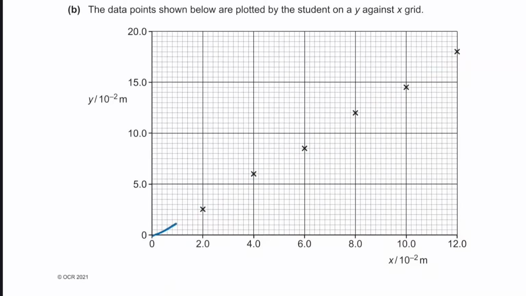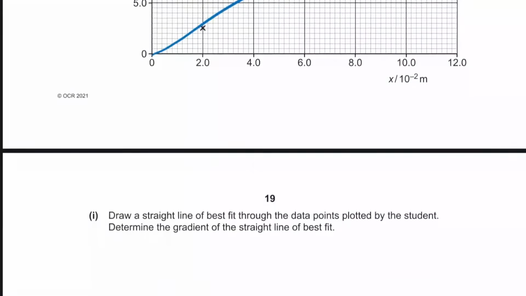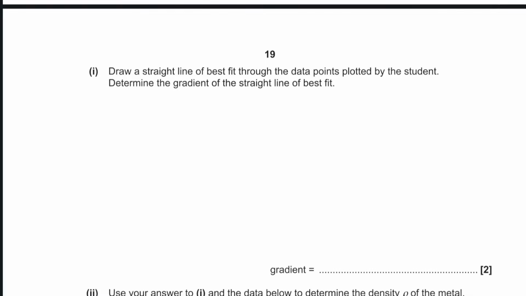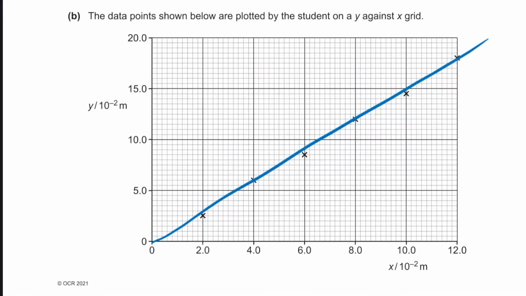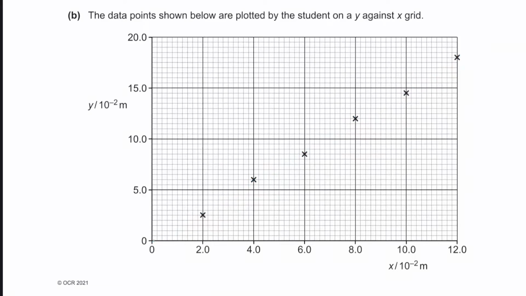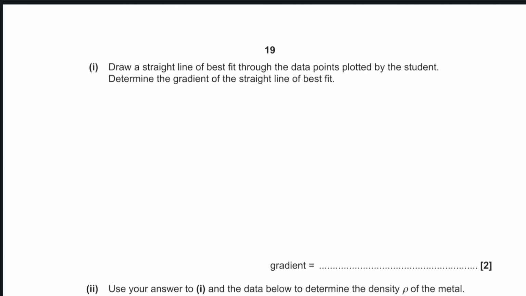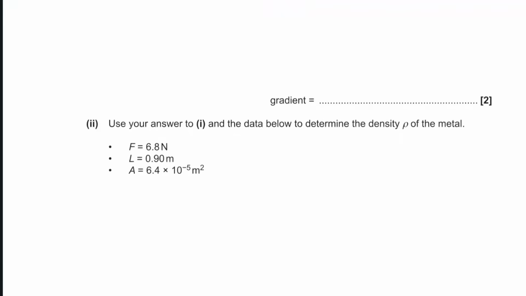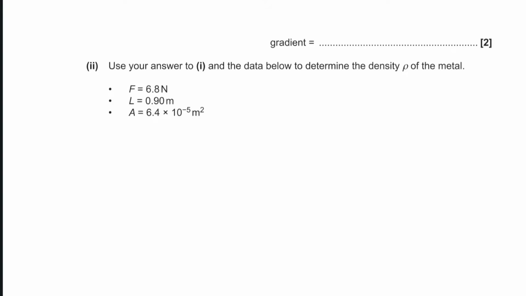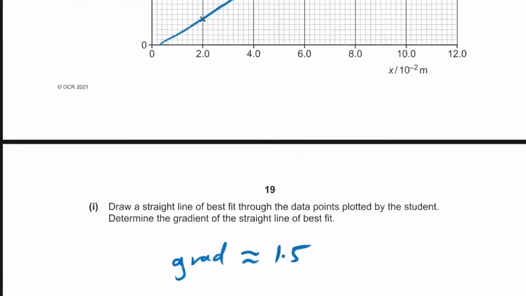Whoops. That's better. Draw a straight line of best fit. Yep. Just make sure you got the same number of points both sides. I should have done better, but then again, I don't have a ruler. That's a little bit better. Whatever. Determine the gradient. Oh, you guys know how to find a gradient. You'll find the gradient out to be something like 1.5. And use your answer to determine the density rho of the material.